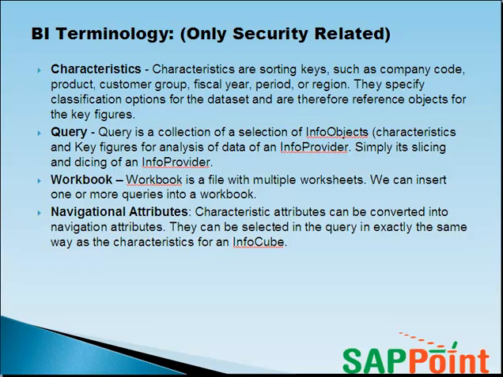A workbook is a file with multiple worksheets in it. It's an Excel file, and you can insert one or more queries into a workbook. Now, a navigational attribute is part of the characteristic attribute of an info object or a characteristic. So you could convert a characteristic attribute of a characteristic into a navigational attribute, and these can be selected in a query in exactly the same way as characteristics of an InfoCube.